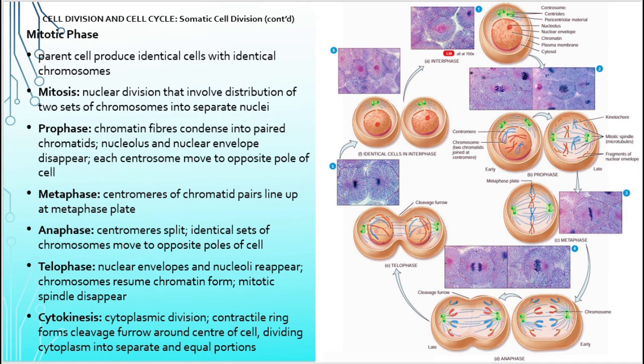Mitosis is the distribution of two sets of chromosomes into two separate nuclei. This process results in the exact partitioning of genetic material. For convenience, biologists divide the process of mitosis into four stages: prophase, metaphase, anaphase, and telophase.